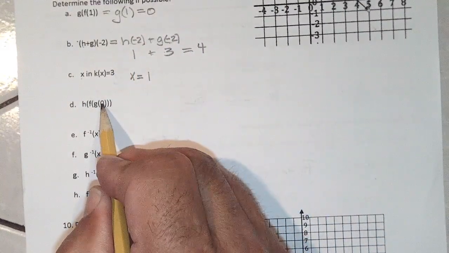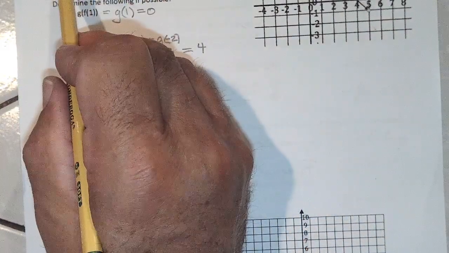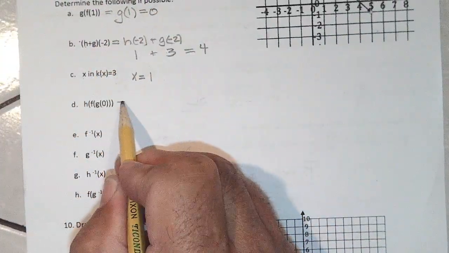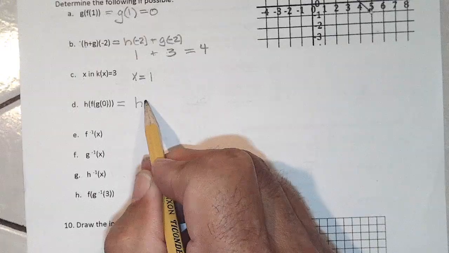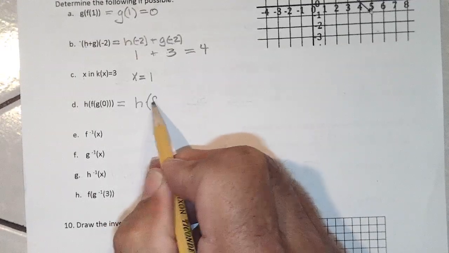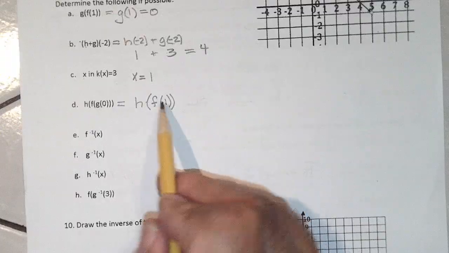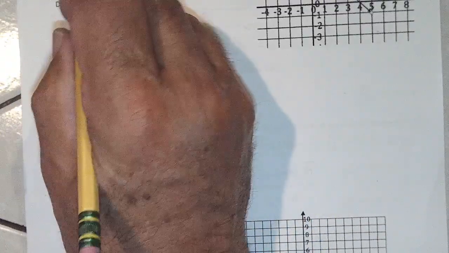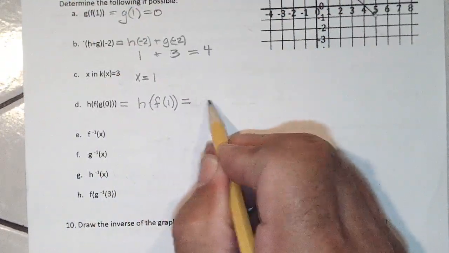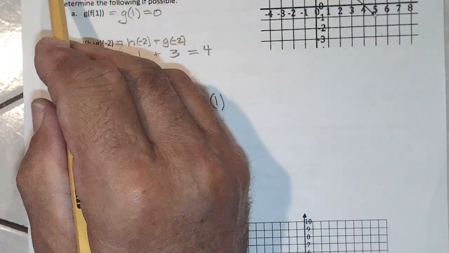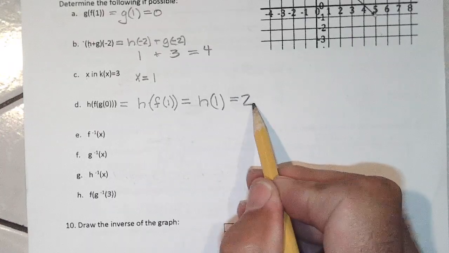This says put 0 into g. So 0 into g changes to a 1. So this becomes h of f of 1. So if I put 1 into f, I get 4 minus 3, which is 1. So that says h of 1. And if I put 1 into h, I get 2.